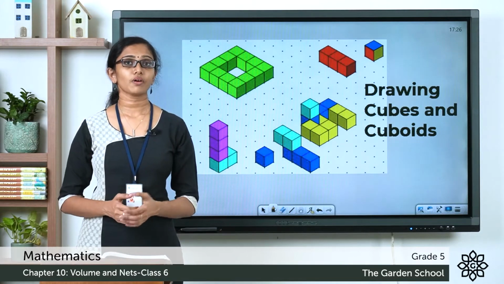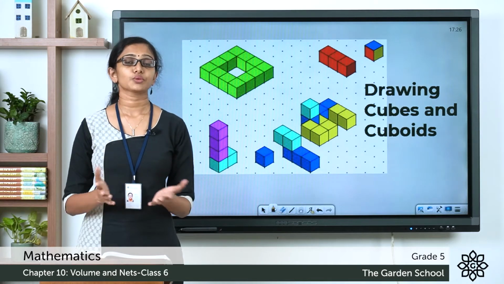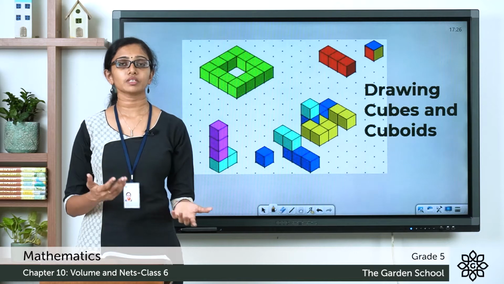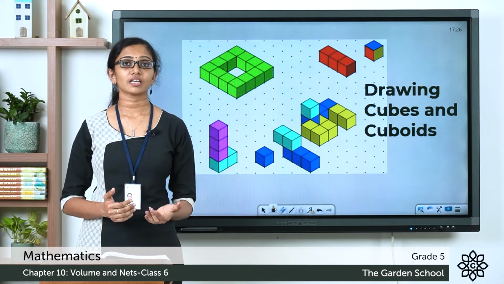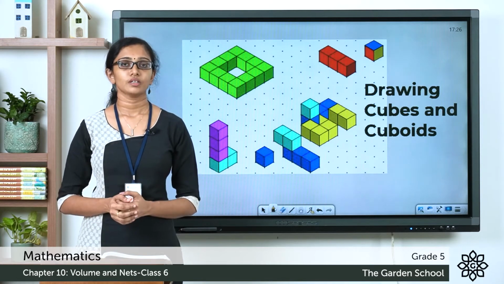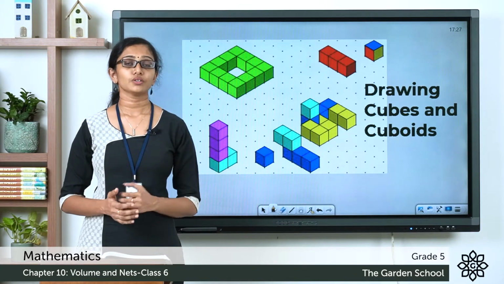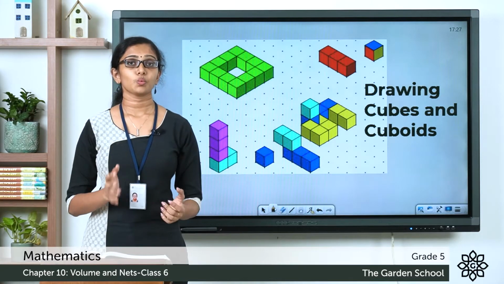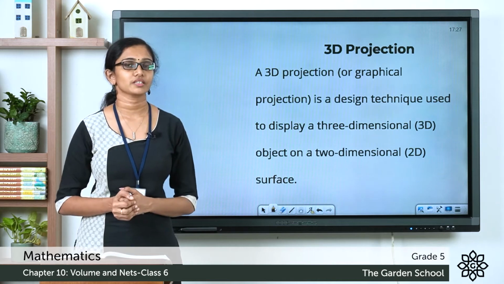We also learned about nets of 3D solids. What is a net? A net is a 2D pattern of a 3D shape which can be folded up to form the 3D solid. Knowing about all these helps us to visualize different 3D objects better. Professionals use different design techniques to visualize different objects or structures. One such technique is called 3D projection or graphical projection.